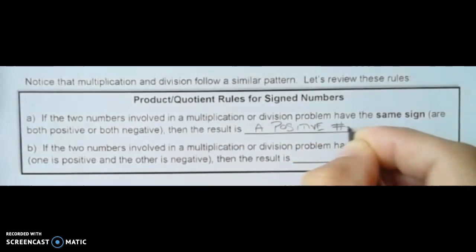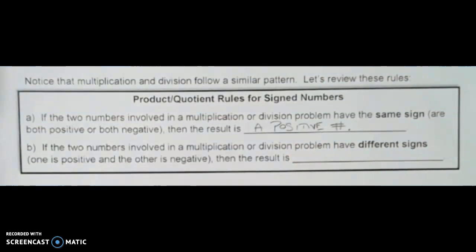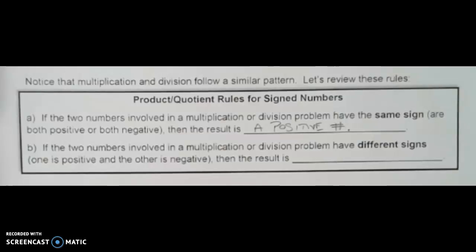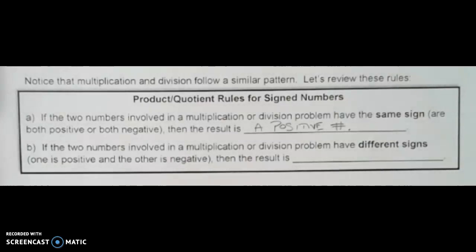A positive number. Okay, so a positive times a positive is positive, a negative times a negative is positive, and it works with division as well. A positive divided by a positive is positive, and a negative divided by a negative is positive.